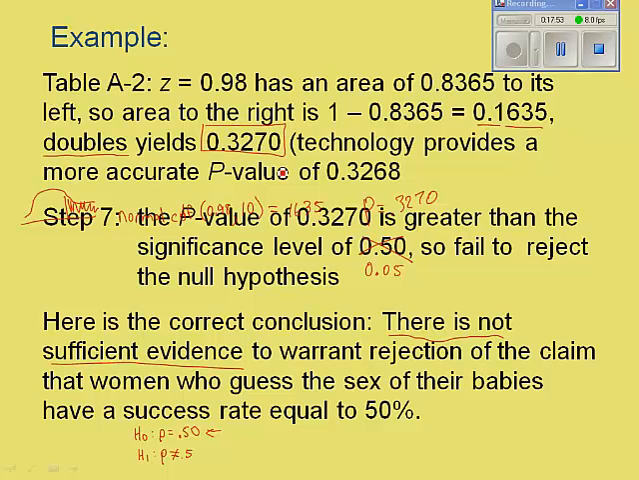Now, what if we had done a study and 90% of the women in our sample guessed their sex correctly? Well, that would change your p-value, wouldn't it? And then at the end, you might be able to say something positive about that claim H1. You might say, hey, we reject the claim that it's 50%. Follow that? Okay, we got 11 o'clock.